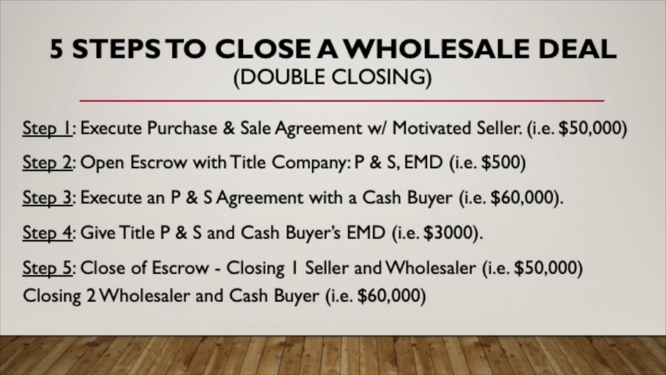And then step 5 is the close of escrow, but instead of one closing, there are now 2 closings. Closing 1 is between the seller and you for $50,000, and closing 2 is between you and the cash buyer for $60,000.